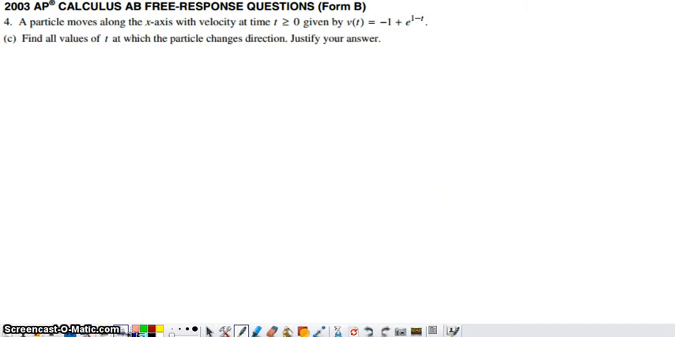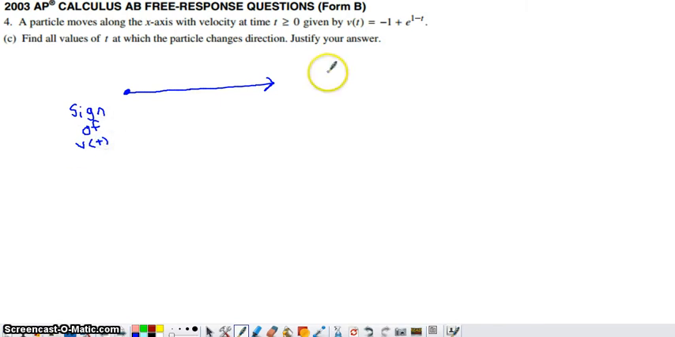In part C, find all values of t at which the particle changes direction, justify your answer. So the particle is going to change directions anytime velocity changes from positive to negative or negative to positive. So what we're going to have to do here is basically use this little sign chart that we've been using a little bit in class, and we're going to want to figure out what the sign of velocity is. What's the sign of v of t on several different intervals here?